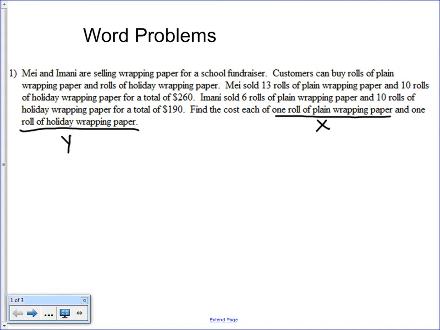Picking out the main sentences that we're going to look at: Maya sold 13 rolls of plain wrapping paper and 10 rolls of holiday wrapping paper for a total of $260. So you set up the equation something like this. 13 times whatever the plain wrapping paper costs, which we designated as X, plus 10 times the holiday wrapping paper, which we designated as Y. So 13X plus 10Y is going to equal 260.